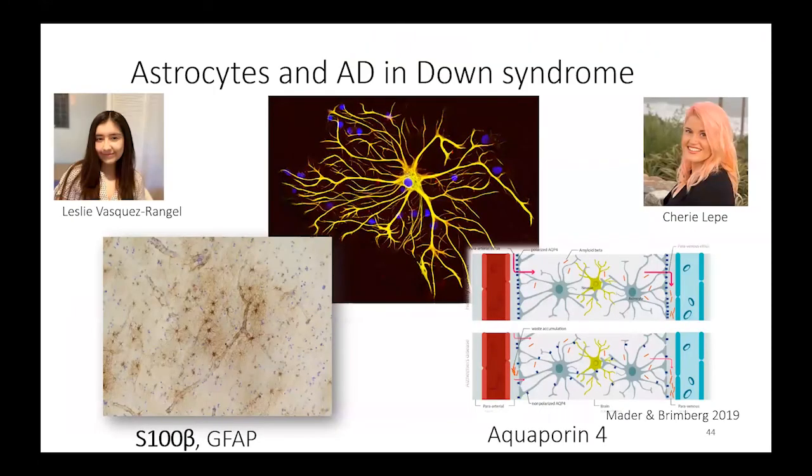And of course, I've been talking a lot about microglia, but the other big glial cells that we need to think about are astrocytes. And given that S100 beta is overexpressed in Down syndrome, astrocytes have got to be a part of this story. So Leslie Vasquez-Rangel, as an undergraduate student, is doing gorgeous work looking at astrocytes, labeling them with different markers to give us an idea about their function. She's doing a lot of immunostaining and Imaris quantitation to characterize these astrocytes in gray and white matter.